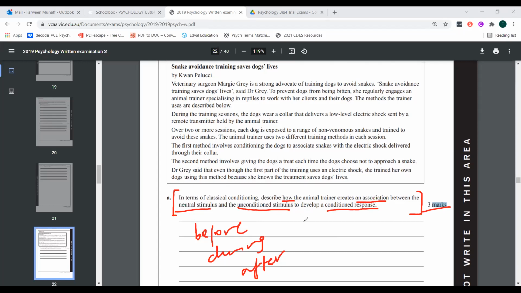Yes. So when you're just stating stuff like NS equals snakes, that's fine. That can be in a dot point. But when you're explaining that there has to be a repeated association between the unconditioned stimulus and the neutral stimulus in the beginning, for example, that needs to be in a proper sentence. Yeah, because it is worth 3 marks.